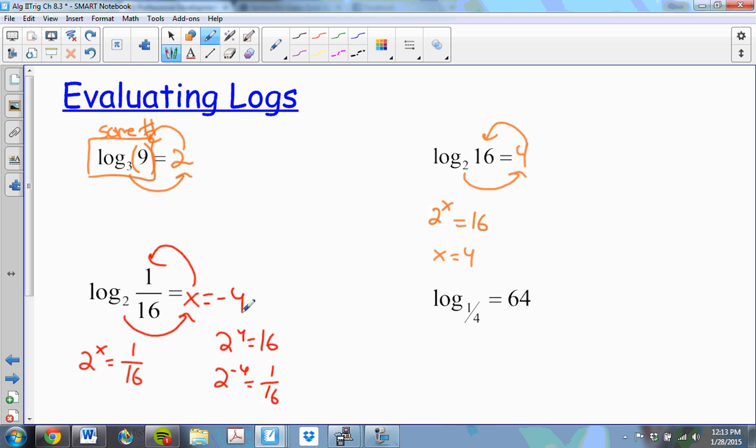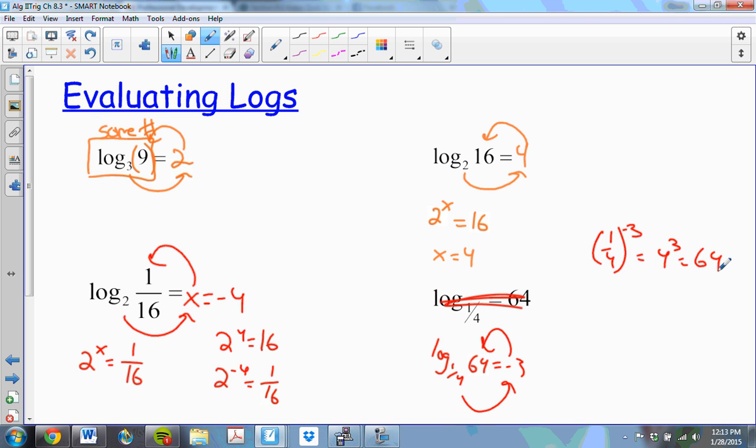1/4, there should be a number here, excuse me, this is written wrong. Log base 1/4 of 64 equals. So that should be written: 1/4 to what power equals 64? Well, negative 3. 1/4 to the negative third is really 4 to the positive third, which is 64. It's evaluating logs, just seeing what they equal.